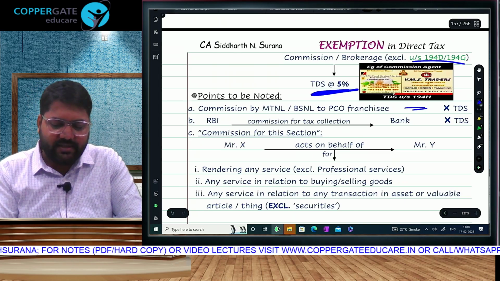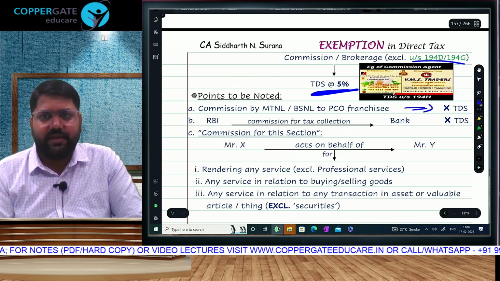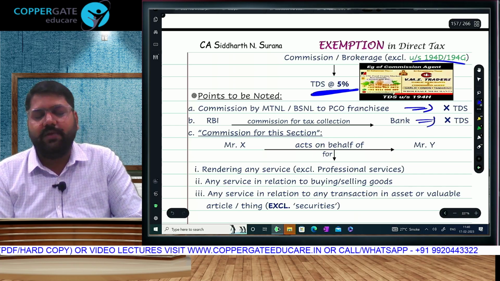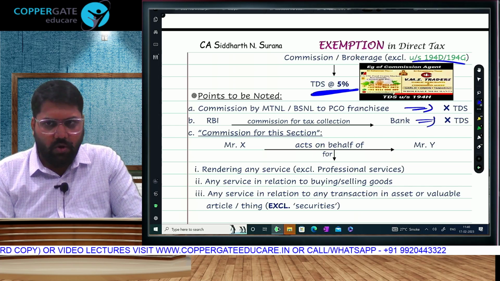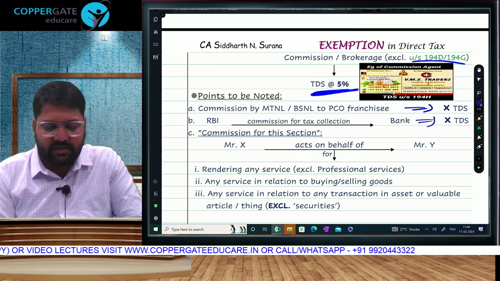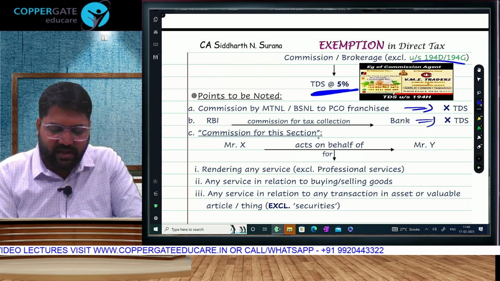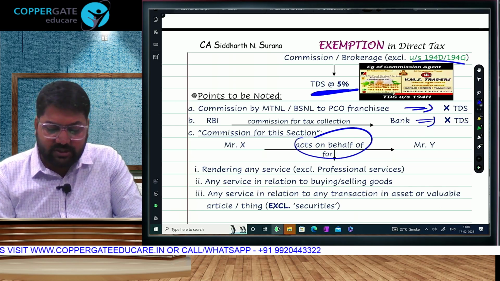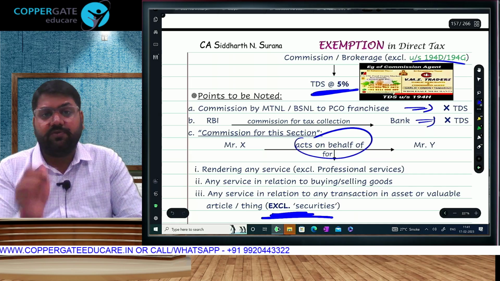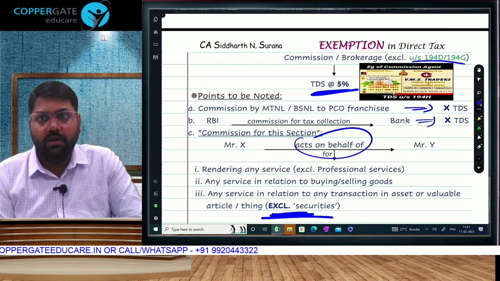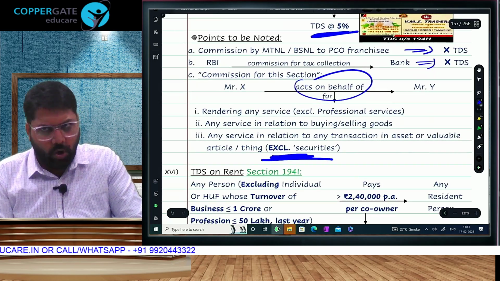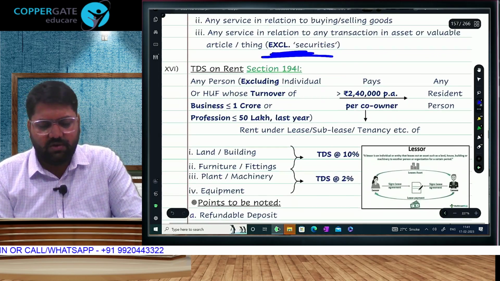No TDS if payment of commission by MTNL or BSNL to their PCO franchisee. If RBI is paying commission to banks for tax collection, then there will be no TDS. And for the purpose of this section, commission ka matlab whenever one person acts on behalf of another person for any service or any goods, excluding securities. This is important. So when you are making payment of commission to your Demat account or anything, to your brokerage account, over there will be no TDS. Otherwise, there is going to be TDS on all other commission.